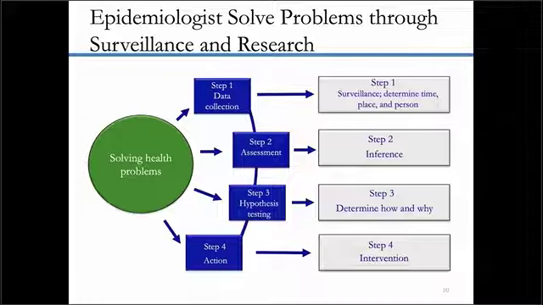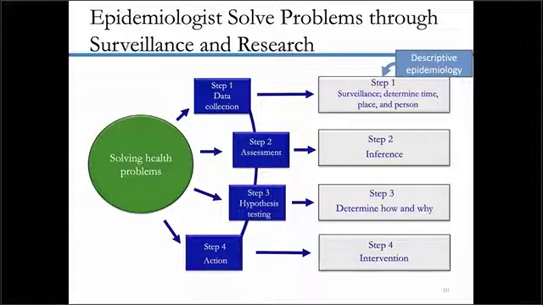Place, where is it happening? Do we see it happening in one geographic region versus another? Do we see it spread across our entire globe or other things? And person being to whom is it happening? Is it happening more in Black communities or among Latinx communities? Is it happening more in the elderly or the younger? And so on. And so this is known as descriptive epidemiology. That first step is describing what's going on.